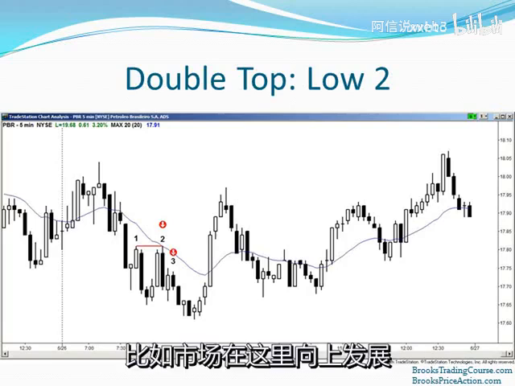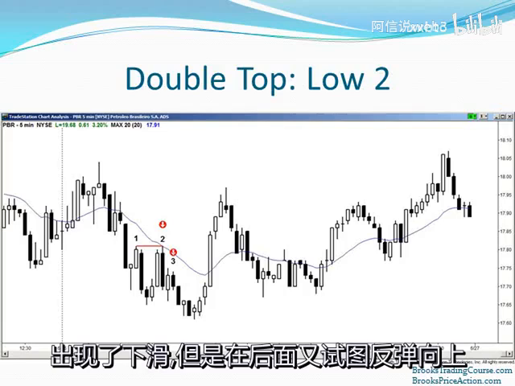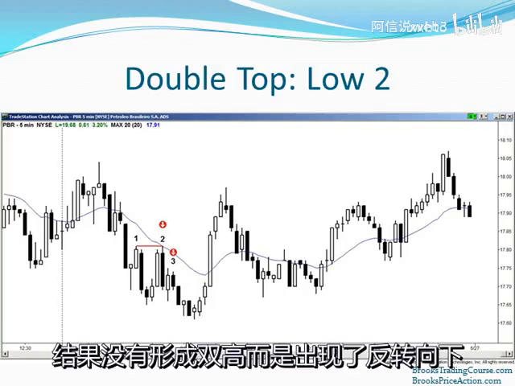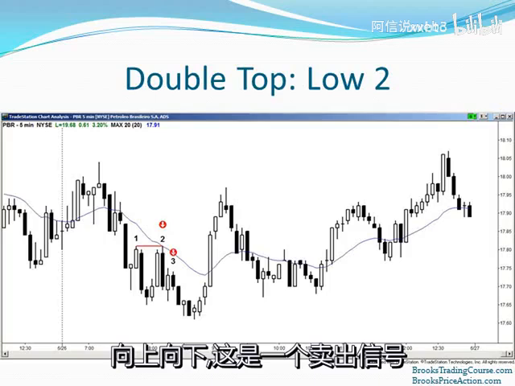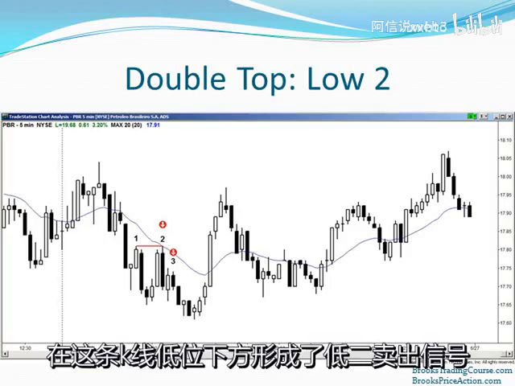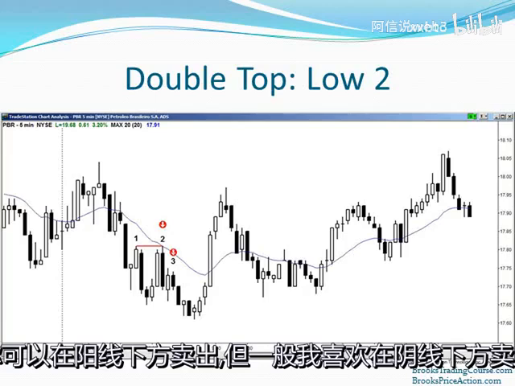For example, the market went up here and went down. It tried to reverse up here, and instead it double topped and turned down. So there's a 2-bar reversal up and down, and it's a sell signal below the low of that bar for the low 2 short. You could short below the bull bar, but in general I prefer to short below bear bars.